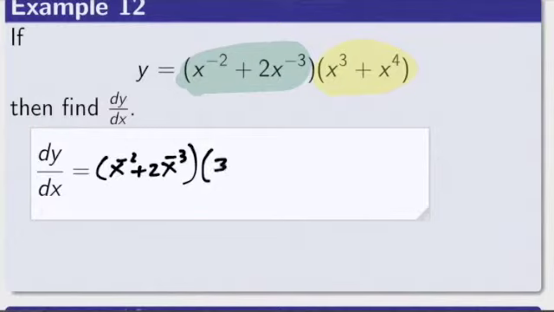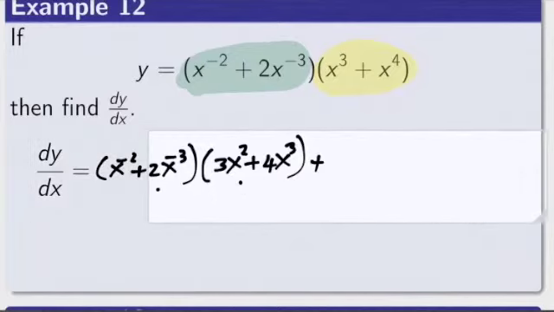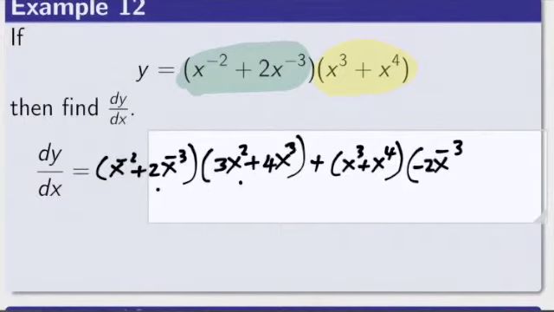Derivative of x cubed is 3x squared. Derivative of x raised to the power 4 is 4x cubed. So that's the first function times the derivative of the second function, plus the second function, which is x cubed plus x raised to the power 4, times the derivative of the first function. The derivative of x raised to the power minus 2 is minus 2x raised to the power minus 3. The derivative of 2x raised to the power minus 3 is minus 6x raised to the power minus 4.